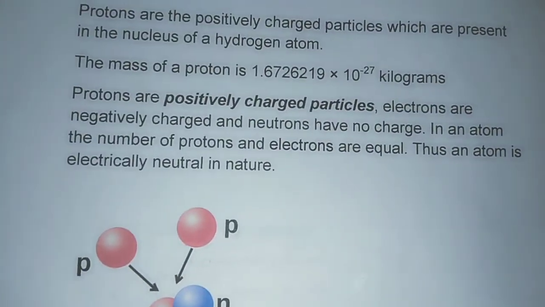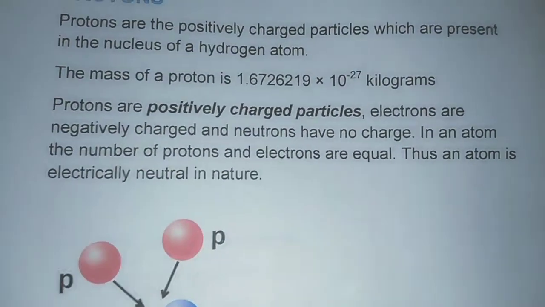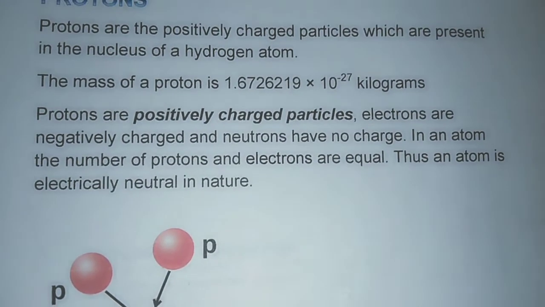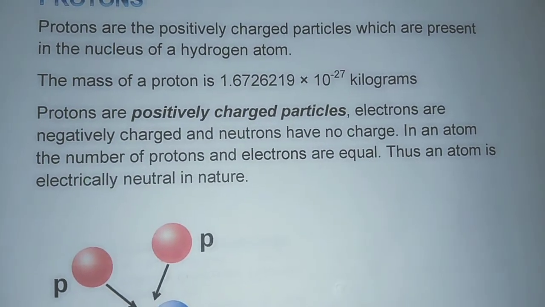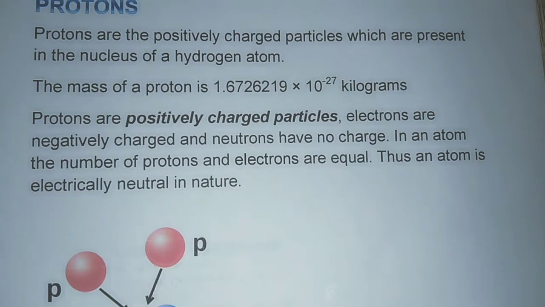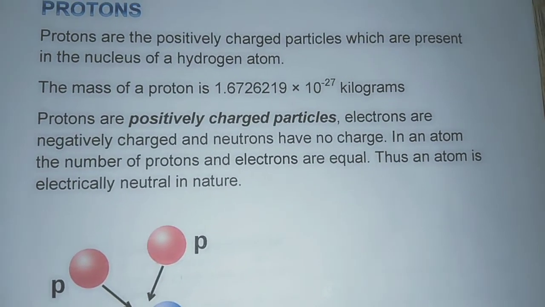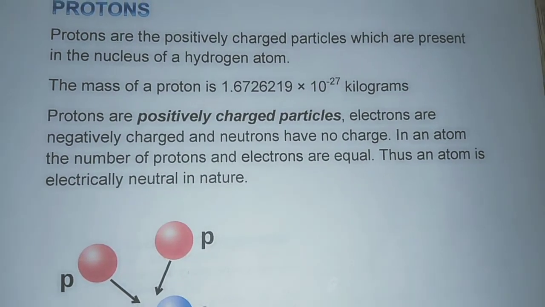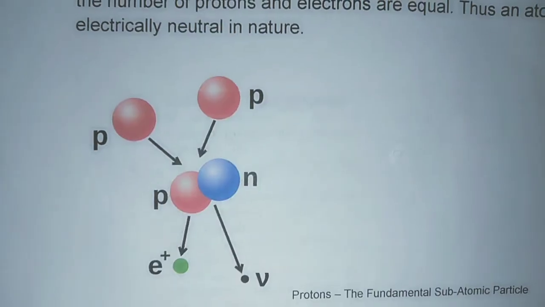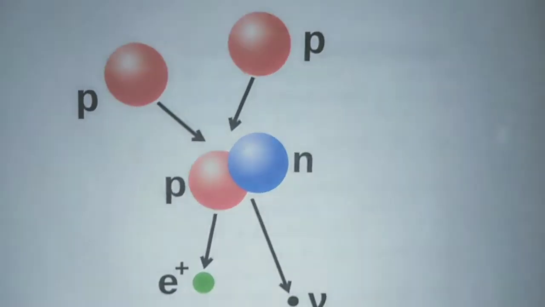Protons are positively charged particles. Electrons are negatively charged and neutrons have no charge. In an atom, the number of protons and electrons are equal. Thus, an atom is electrically neutral in nature. Protons and neutrons look like this.